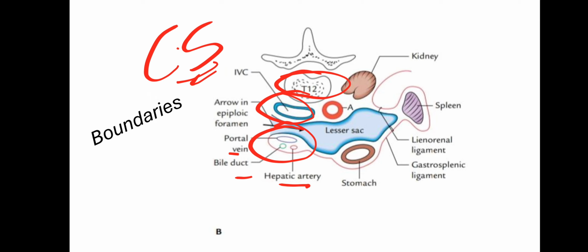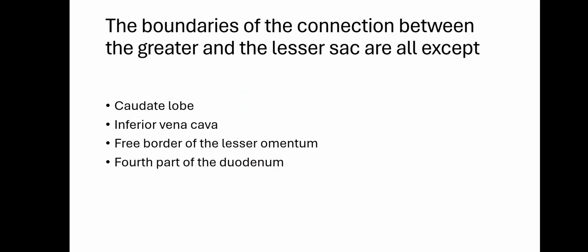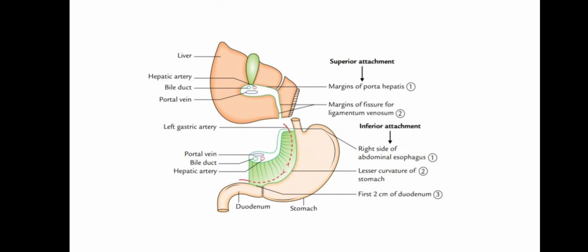Now we have seen the anterior and the posterior boundary, but what about the superior and the inferior boundary? Inferiorly we have the first part of the duodenum. As you can see here, this is the right free border of the lesser omentum. So what is here? It is the first part of the duodenum. What is the superior boundary? What is the superior boundary? Here you can see the groove for the inferior vena cava. So what is the lobe present between the groove for the inferior vena cava and the fissure for ligamentum venosum?